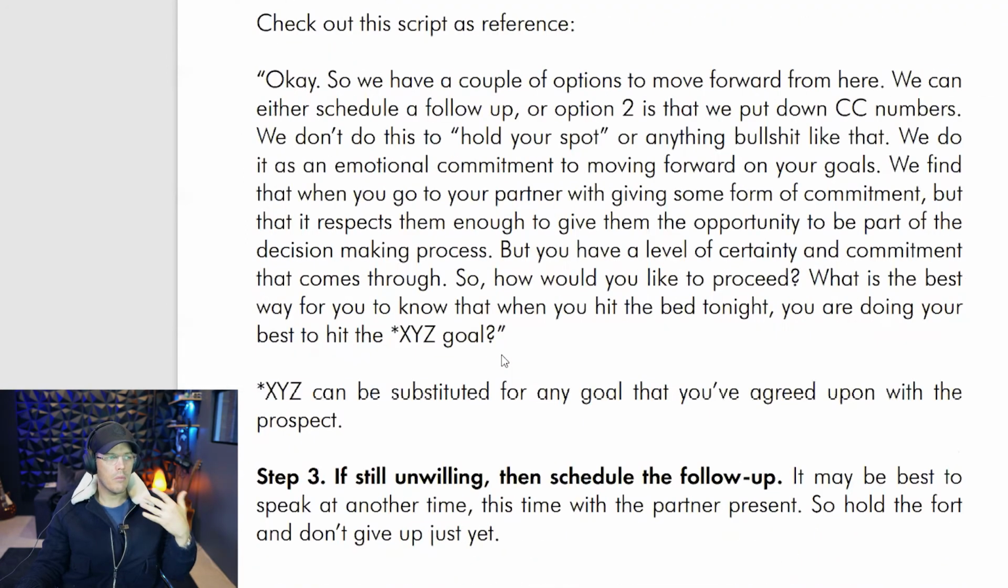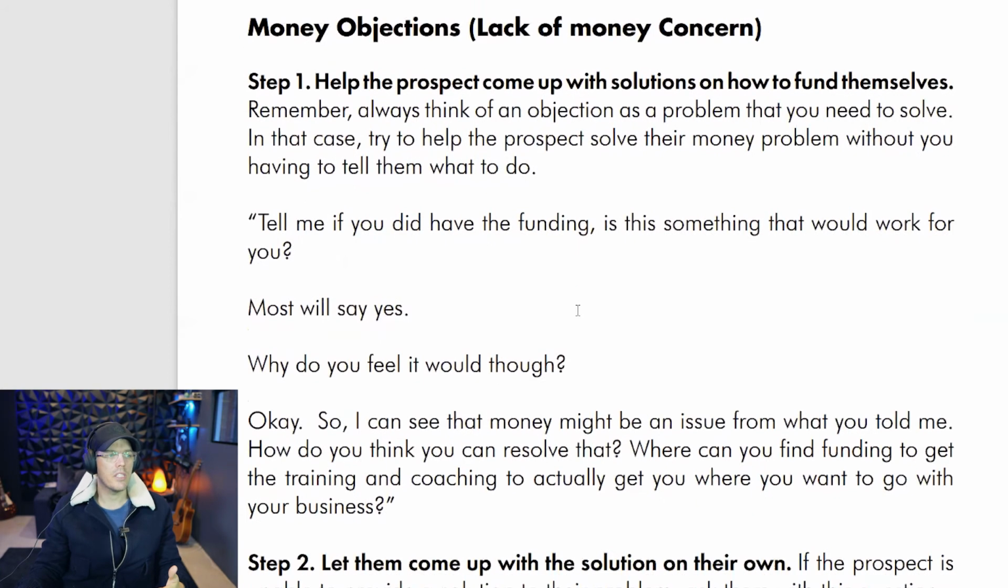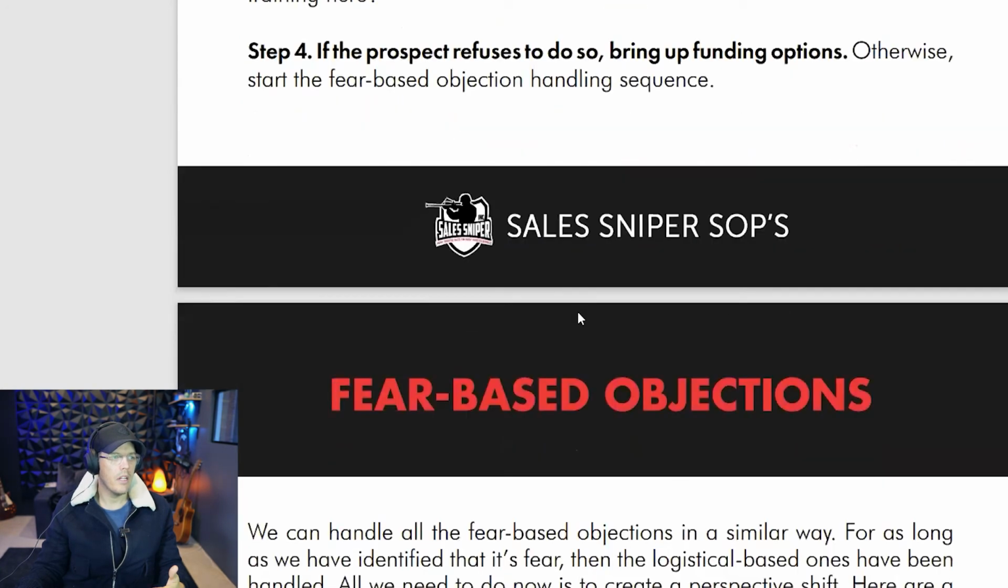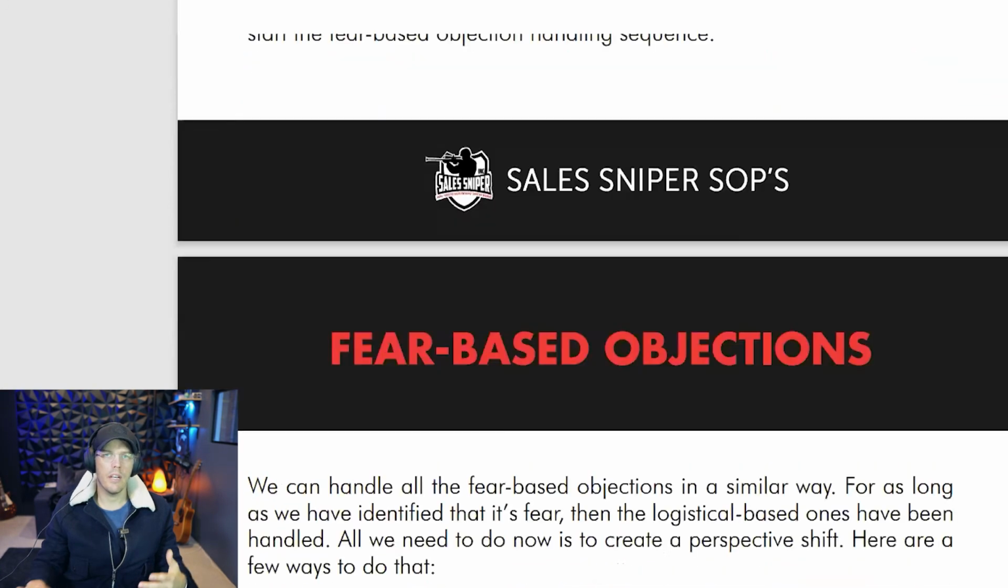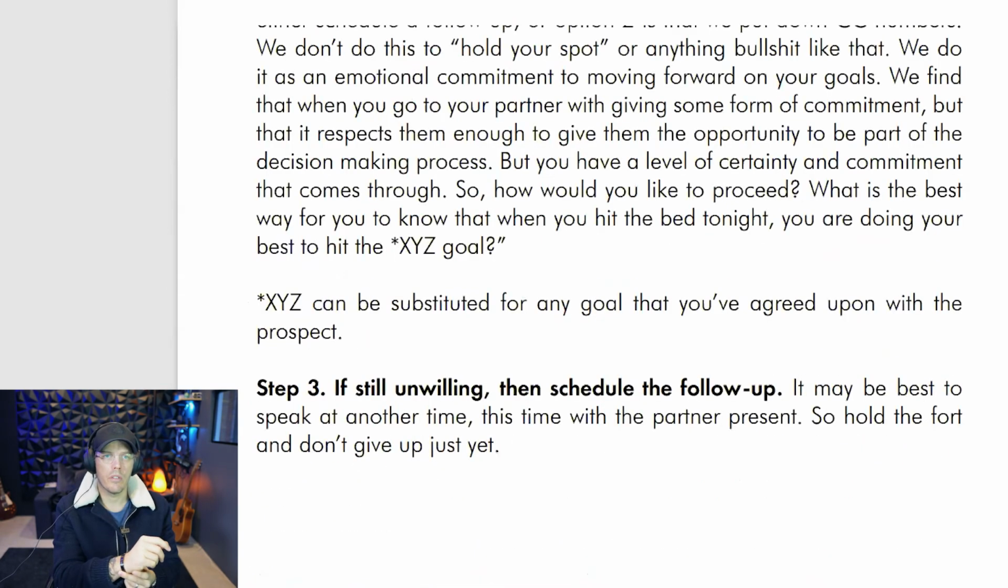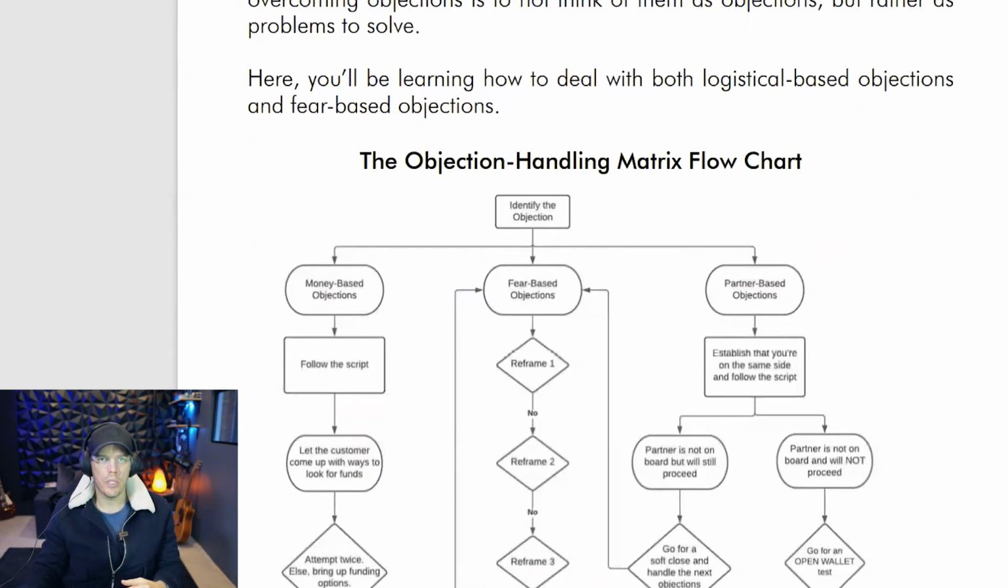Now, then we're going into fear-based. So what we've essentially done is we've taken them through all the money stuff and we've agreed on what payment terms would work for them. Then we've gone into a partner objection, and they've said that they'll move forward anyway. It's a very common thing to hear that, yes, they'll move forward anyway, even if their partner doesn't want them on board. Then, because there's no more logistics that need to be taken care of, the money works, the partner doesn't matter, now it's about moving forward.